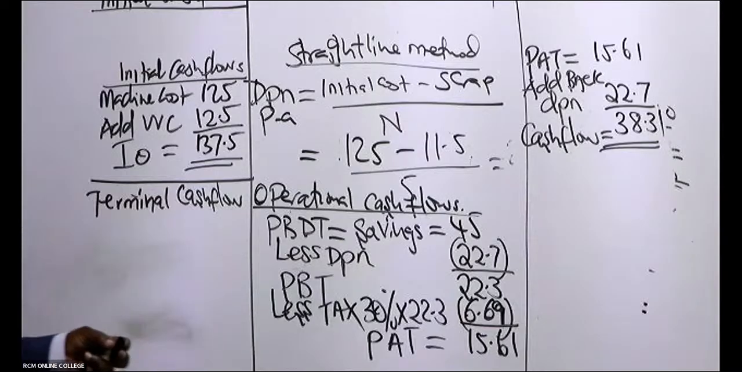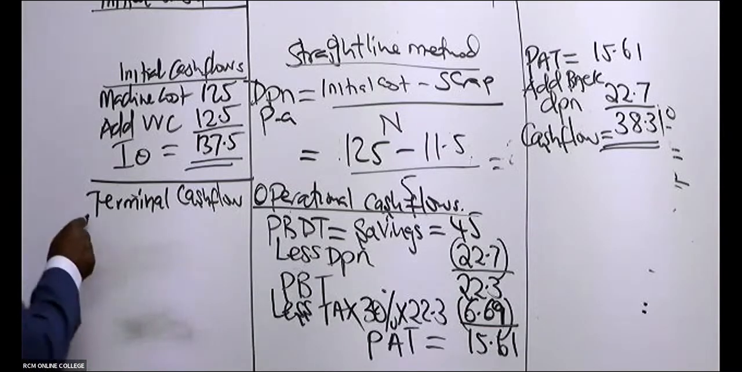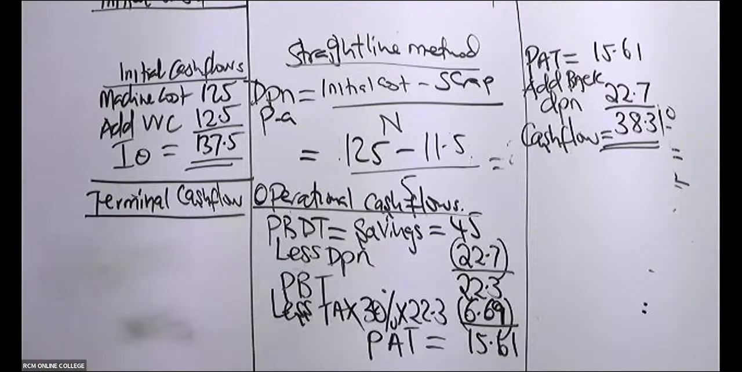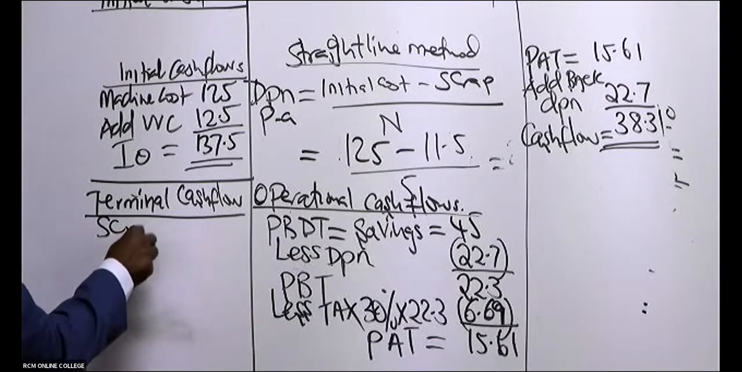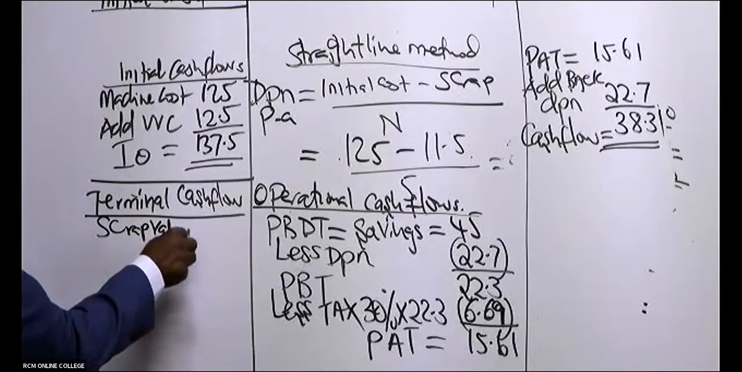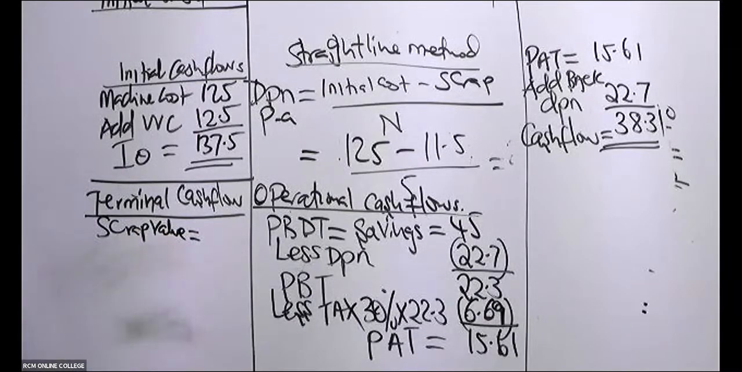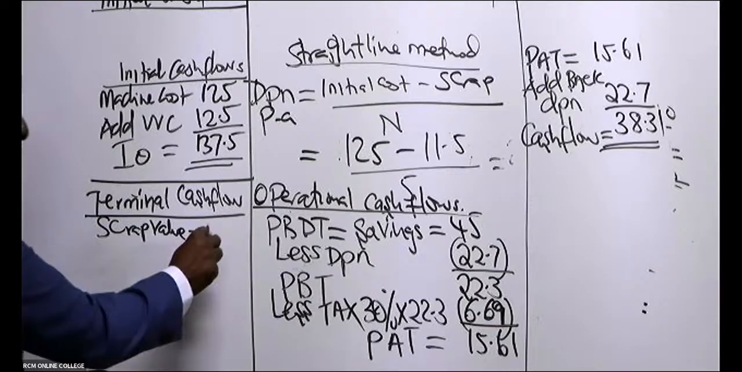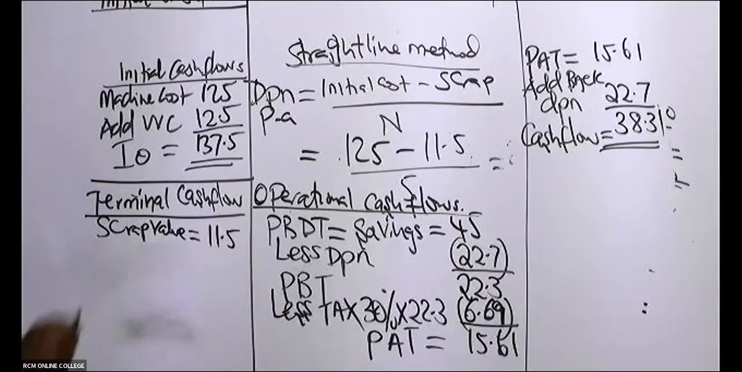Jacqueline has already identified the terminal cash flows. They're normally two. Number one, we have the scrap value. Is there somebody who is able to remember this scrap value? 11.5 is correct. What else shall we bring here?